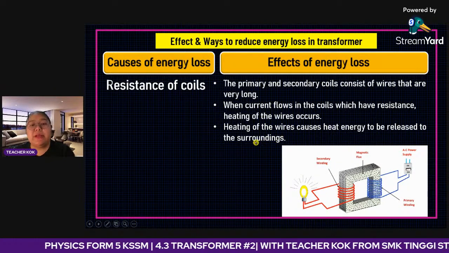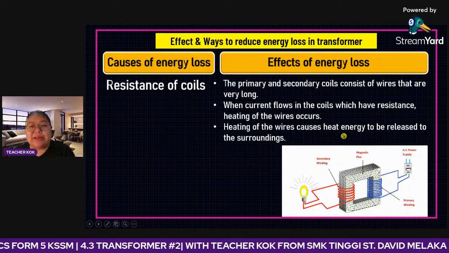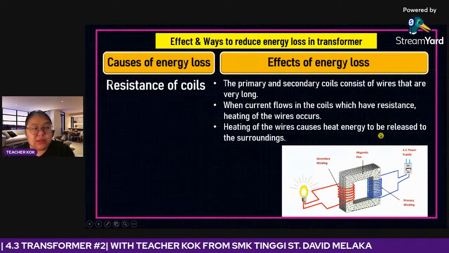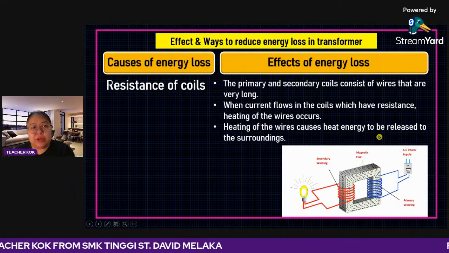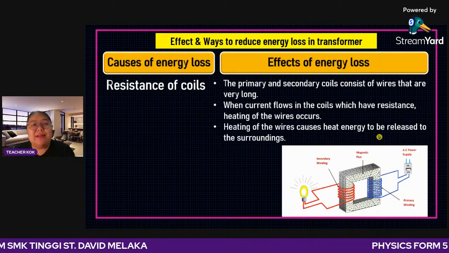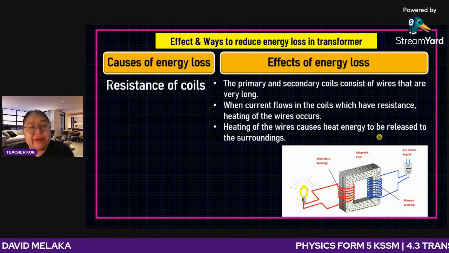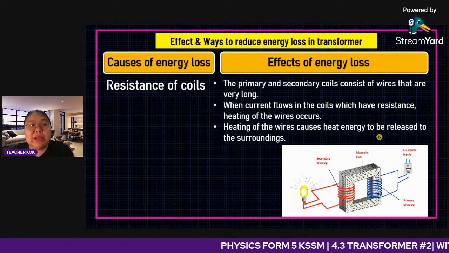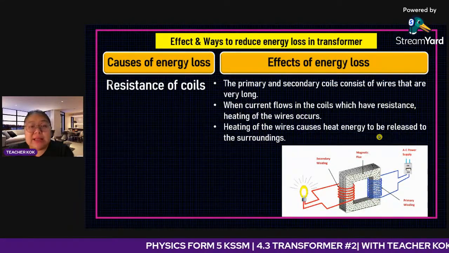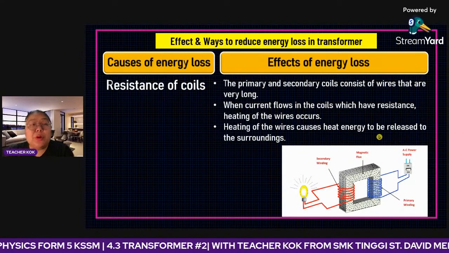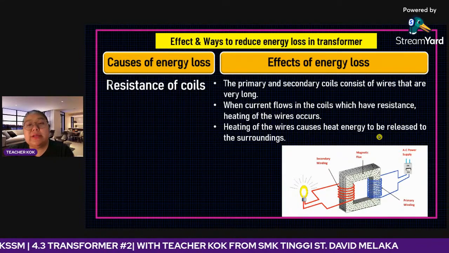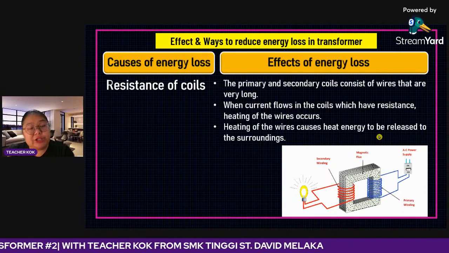Okay, so from here, the heating of the wire causes heat energy to be released to the surroundings. So we need to overcome this. Before that, we already learned that length is directly proportional to the resistance. Length we cannot control. We cannot say use a shorter one, because you want to increase the voltage. So the length, we just leave it. We don't touch the length.